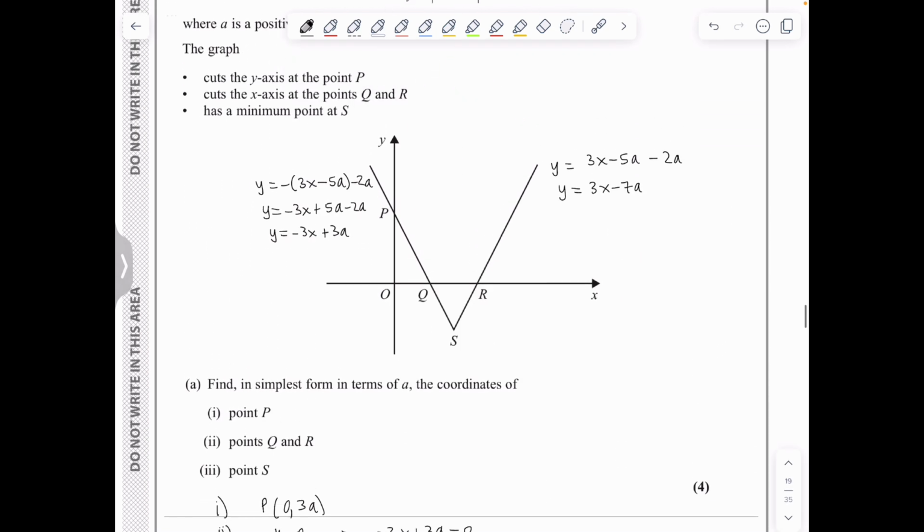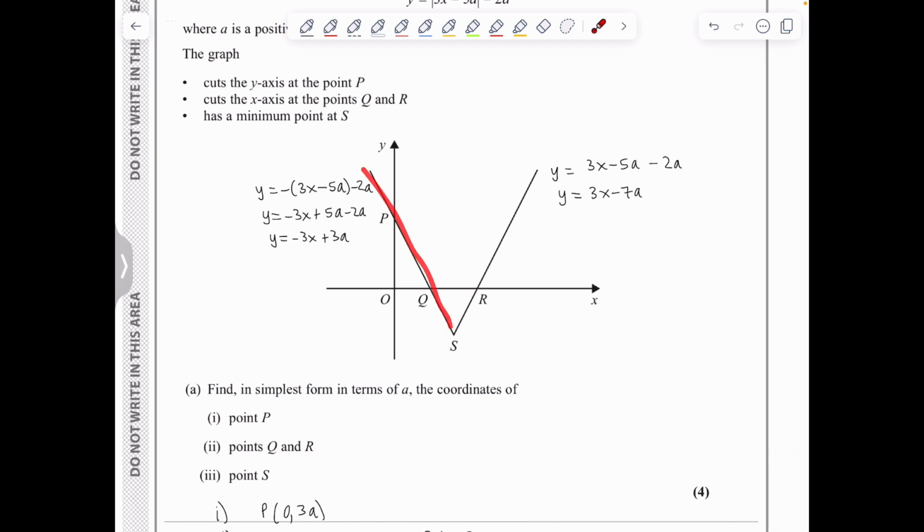Alternatively, you could have equated the two straight lines here, because that's the point of intersection between y is 3x minus 7a and y is minus 3x plus 3a. Find the value of x and then substitute to find the corresponding value of y. This should give you the same answer.